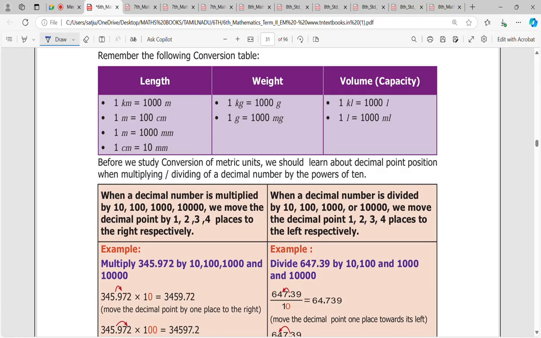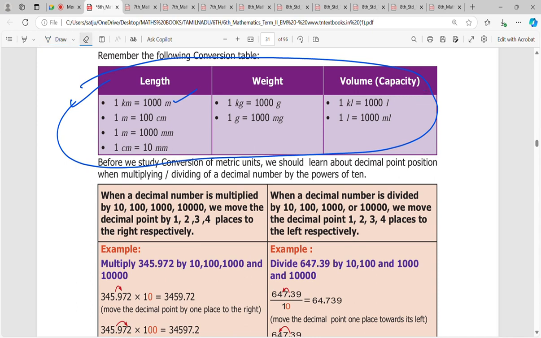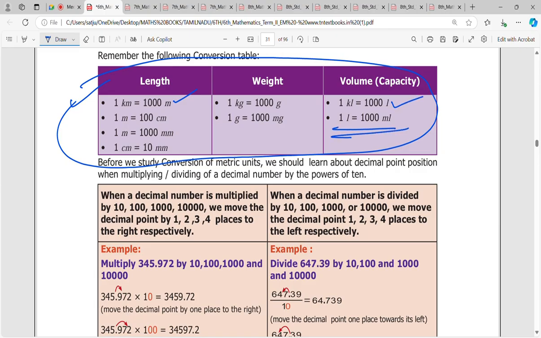Guys, mark this one, this table. Remember the table and mark. 1 kilometer is equal to 1000. So this kind of thing. 1 kiloliter is equal to, sorry. This kind of things also you can do. 1 liter is equal to 1000 ml. This kind of things please mark here. Weight also you need to mark.